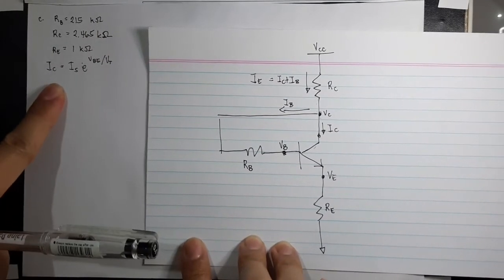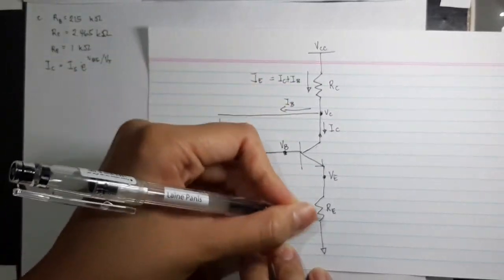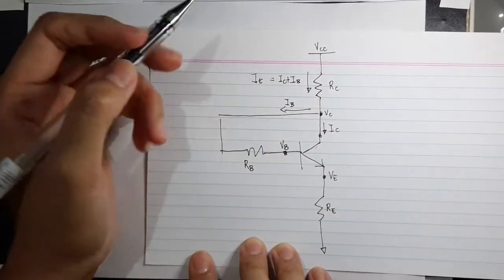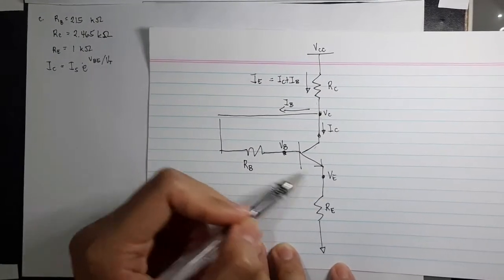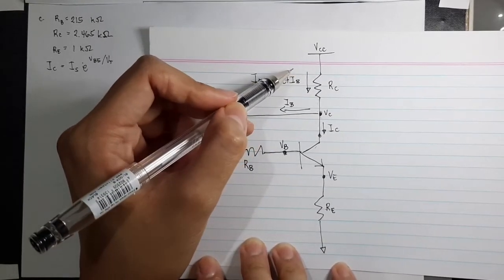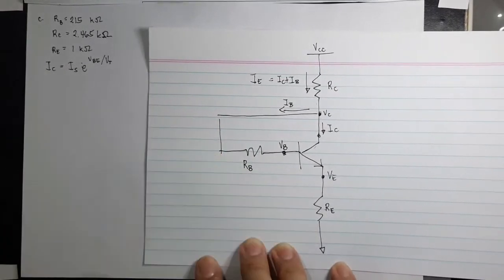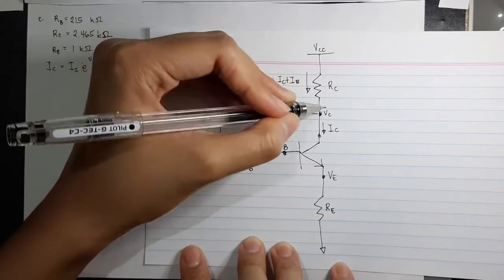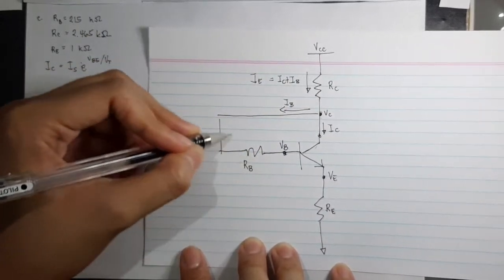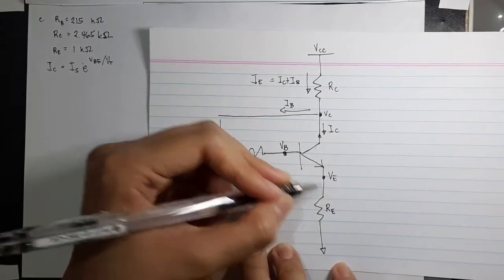But first, let's have a KVL across this loop. Why do you prefer this loop over this loop? That's because we are looking for the value of VBE. So for our equations later, we have to use this KVL. So for this part, we have VCC equals voltage here plus voltage in this part plus VBE plus voltage VE.